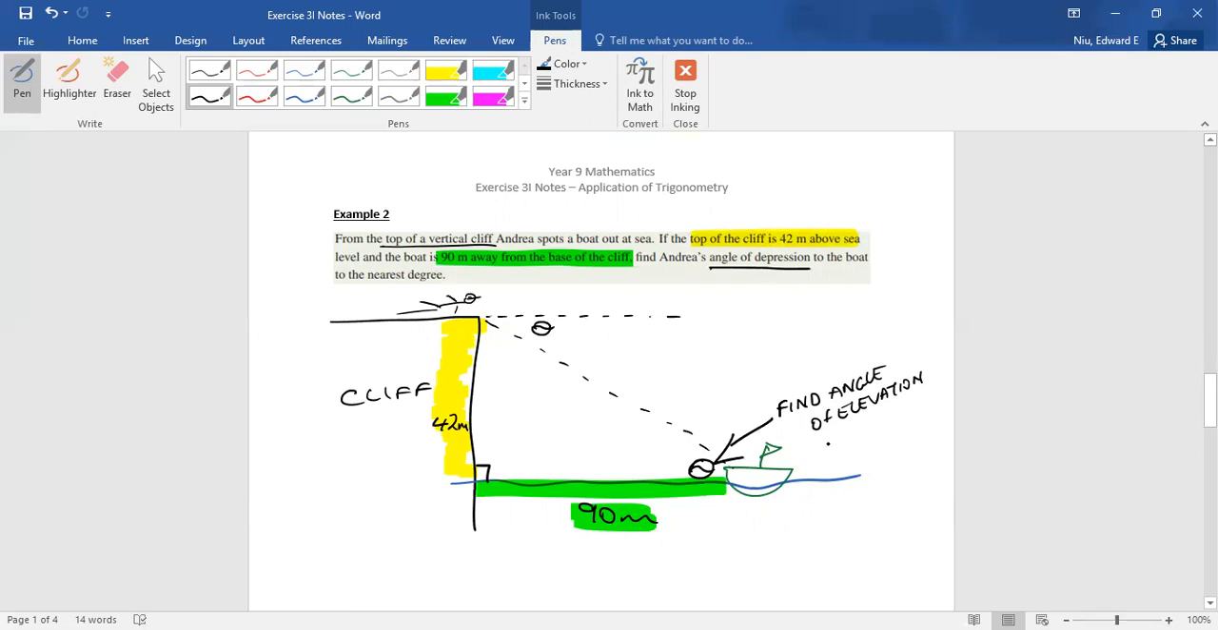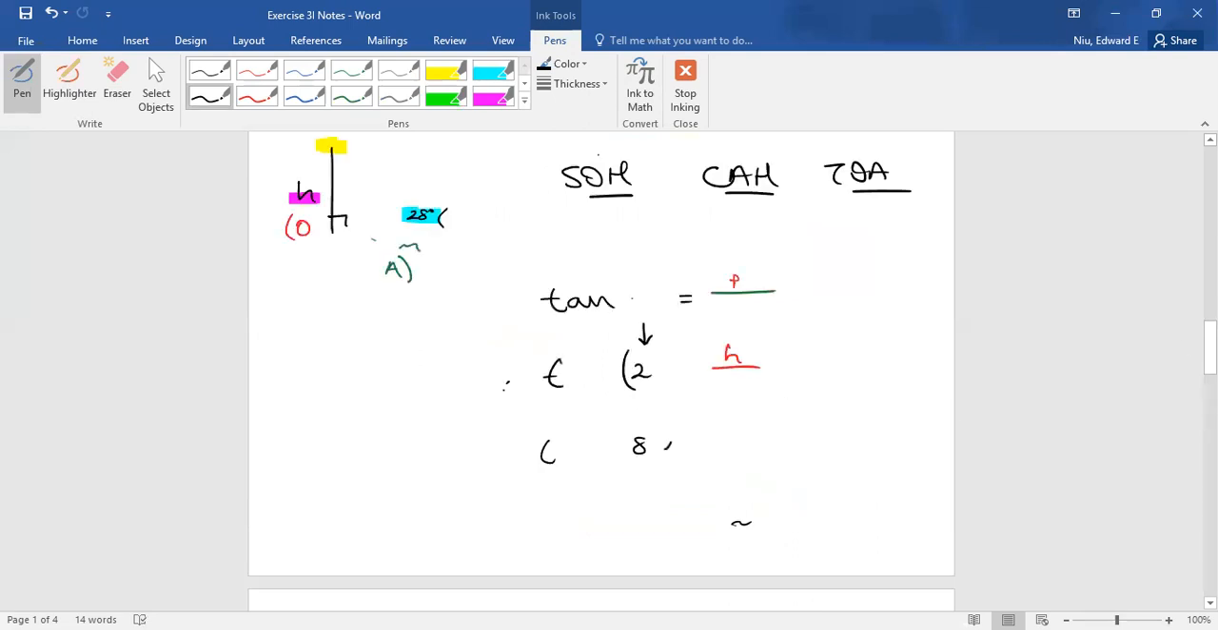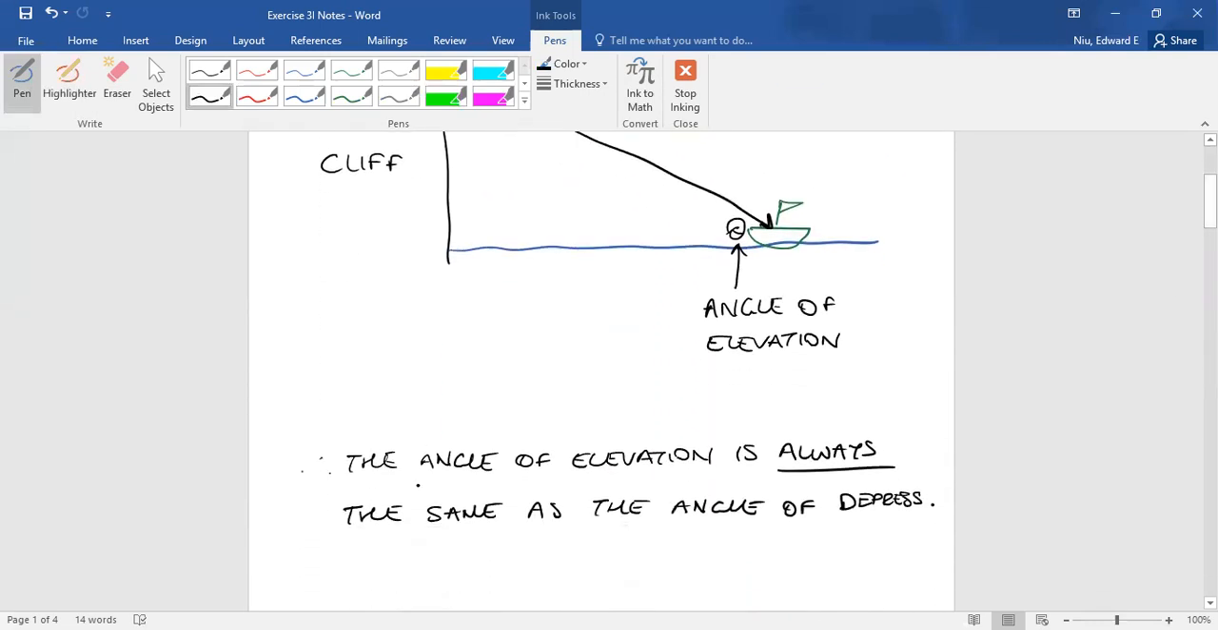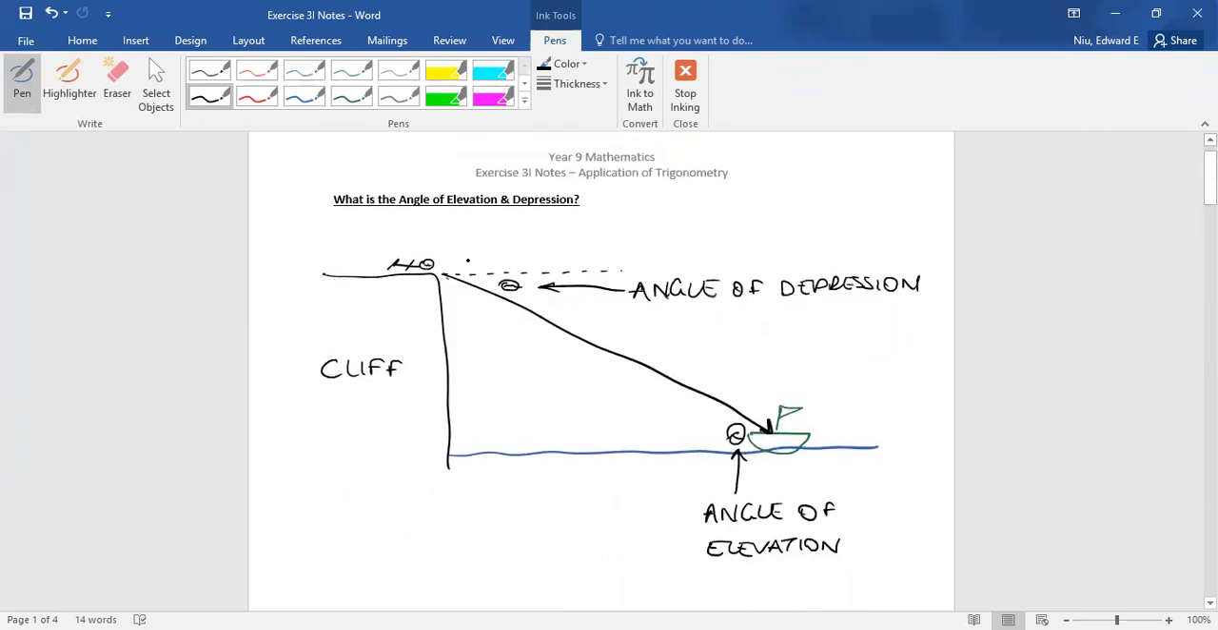Okay, to find the angle of depression, that's why that first statement is so important. Remember back on the first page, we wrote here, the angle of elevation is always the same as the angle of depression. If we were to try and find this angle here, this is actually outside the triangle, similar to our example. So it's no use to us. We can't use trig to find an angle that's outside of the right angle triangle.